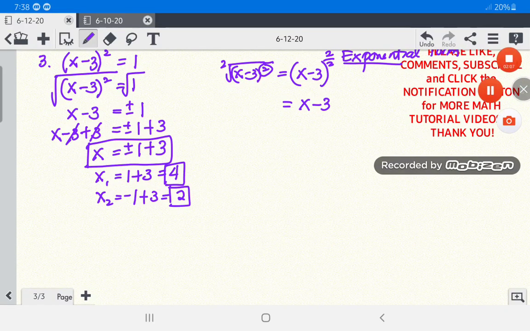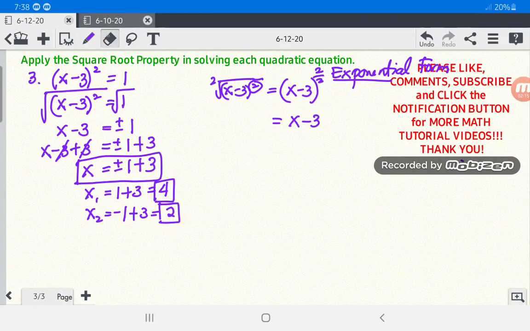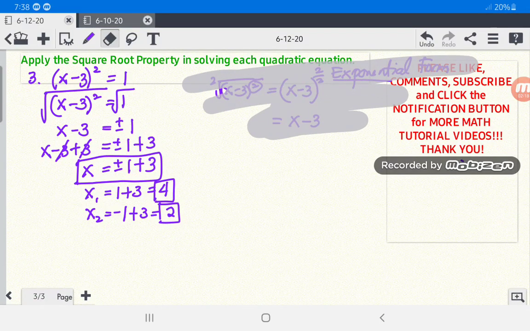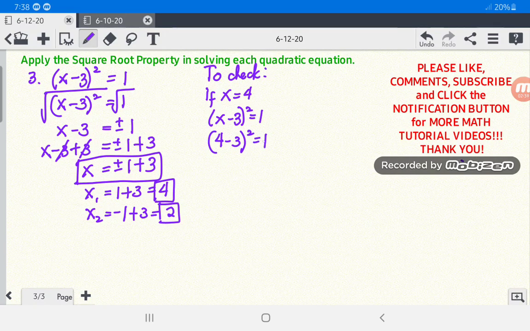Then after that, let us check. To check if x is equal to 4, we have x minus 3 squared equals 1. Again, we're going to make use of the original equation. Value of x is 4. So 4 minus 3 squared equals 1. So 4 minus 3, that is 1. Square it, that is 1.